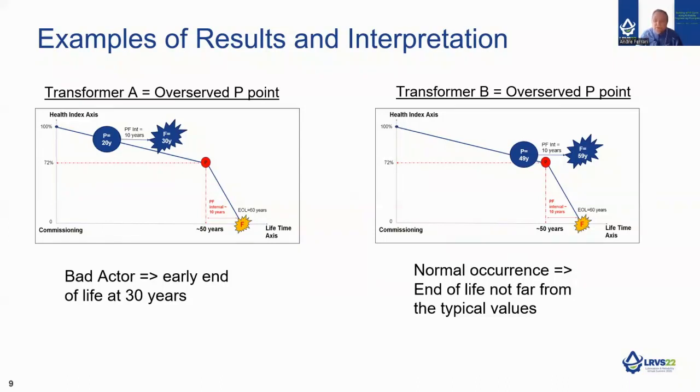So for transformer A, the PF interval of 10 years still applies. The end of life of the transformer is pretty early, at 30 years, so half of a typical transformer's life. That's why it's a bad actor. Transformer B is more in line with the normal population, even though its end of life is earlier. The idea is, with those two transformers, to benchmark their actual performance against the general population of transformers. That's how I apply this PF curve in my role.